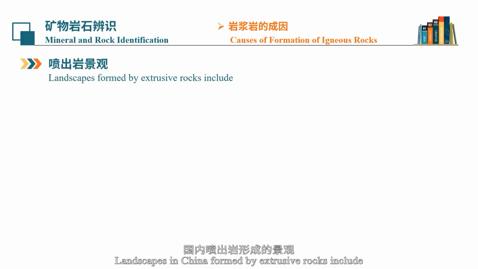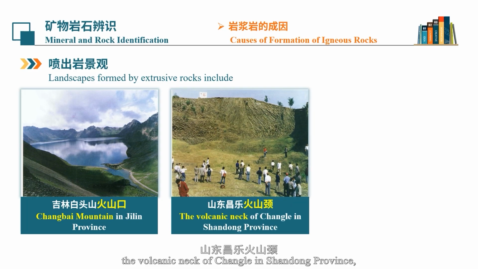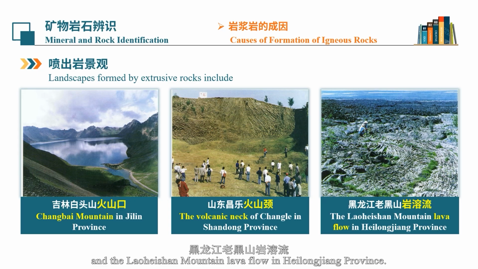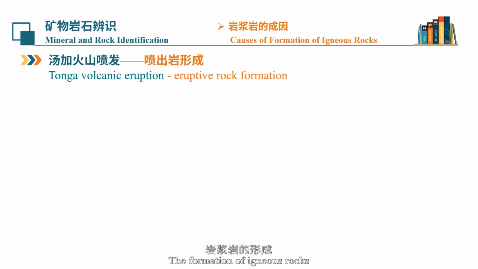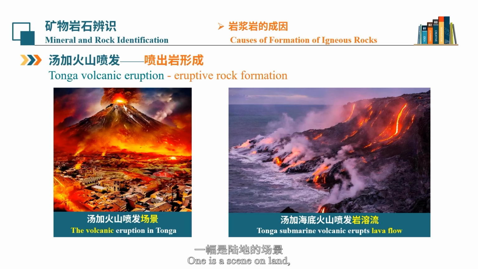Landscapes in China formed by extrusive rocks include the famous volcanic crater of Changbai Mountain in Jilin Province, the volcanic neck of Changou in Shandong Province, and the Laohaitian mountain lava flow in Heilongjiang Province. The formation of igneous rocks is often accompanied by volcanic eruptions. These two pictures show scenes from the recent volcanic eruption in Tonga. One is a scene on land, and the other is a scene at sea.